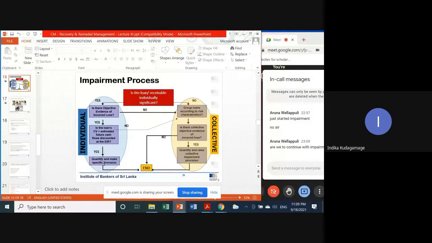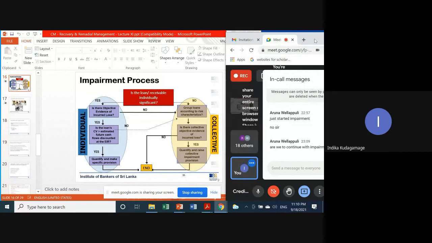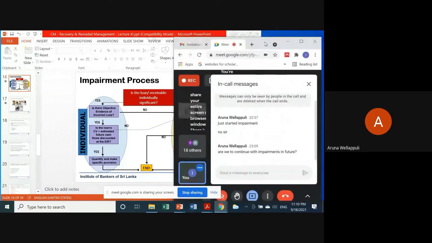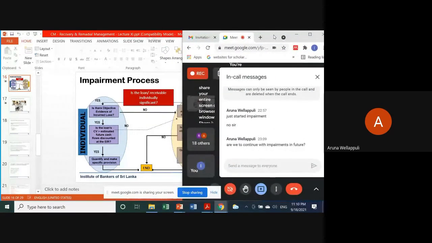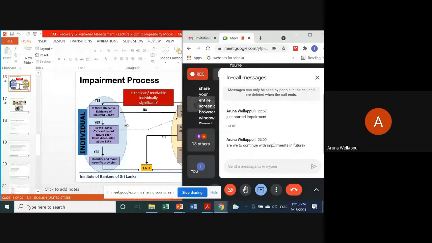Are we to continue with? What do you mean by that, Aruna? So are we going to stop the DPD days and continue with impairments, or are we continuing both? We do both. We do both up to now. Even now we do both.